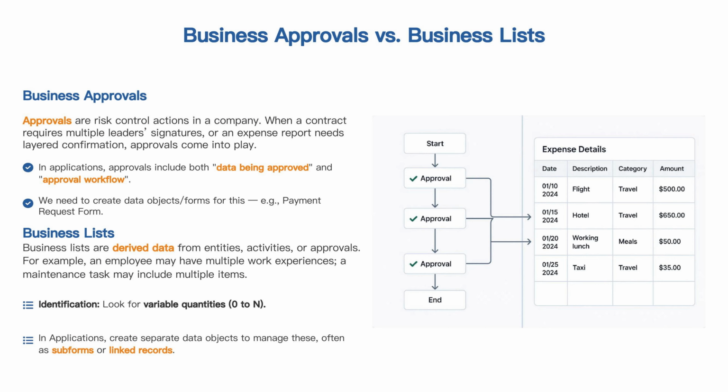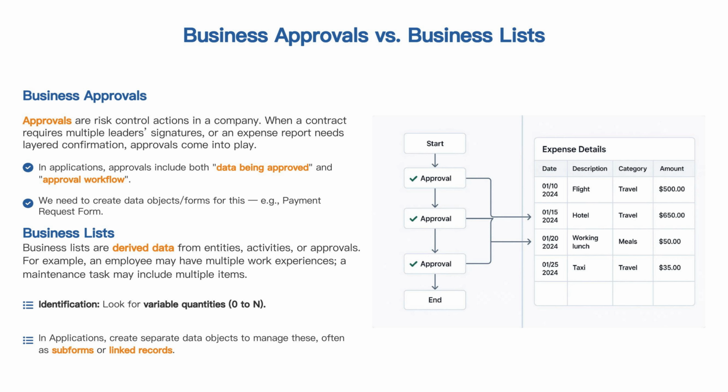The third category is business approvals, which represent internal risk control management actions within an organization, such as contract approvals or expense reimbursement approvals. This type of data typically includes both the data being approved and the approval workflow process, so we also need to create a separate data object for it.